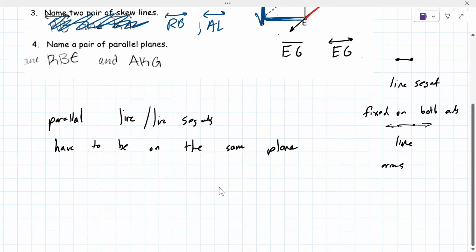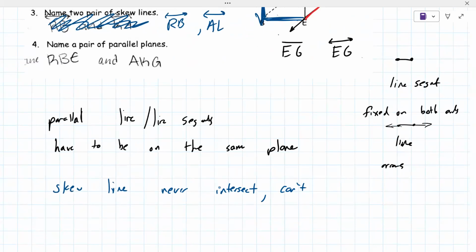So that's important about skew lines. Skew lines, they're not quite the same as parallel. They never intersect, but they can't be on the same plane. Same plane. Okay.